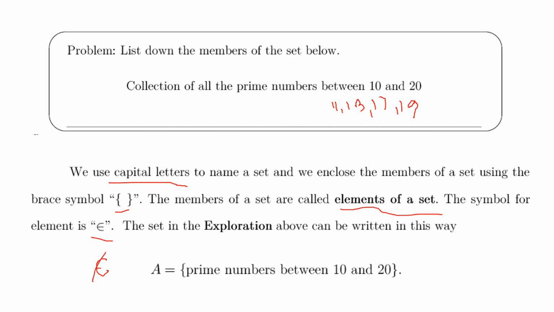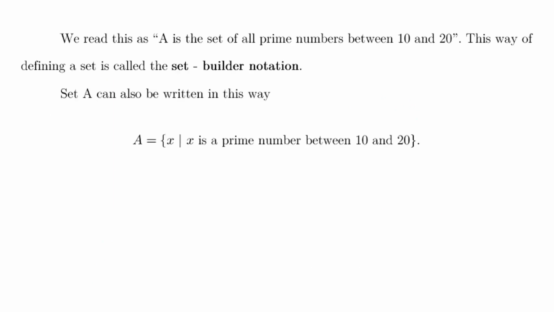With this definition, we can name this set in this problem as A. So A equals, then we enclose the description in an open and close brace: prime numbers between 10 and 20. How do we read this formally? We read it as A is the set of all prime numbers between 10 and 20. This way of defining a set is called set builder notation.